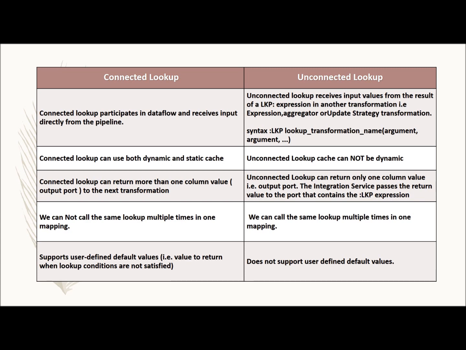We use lookup transformation to look up data on a table or a file or a view or a synonym. Internally, when you create the lookup transformation, it stores the data in cache memory based on the lookup ports and the condition which we have given in the lookup transformation. So it will be easy and faster for the integration service to query data stored in a cache memory.